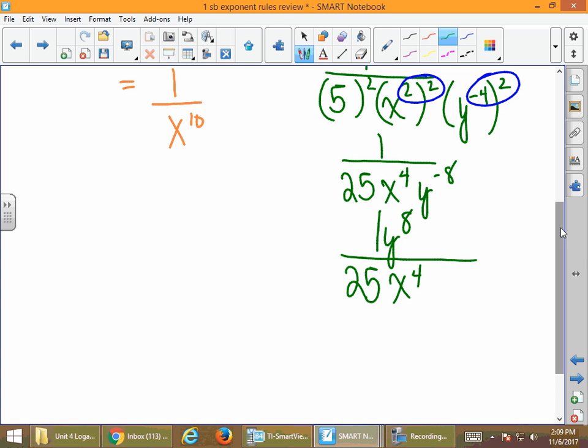The negative exponents, they change where the value was located. If it's a negative exponent in the bottom, you move it to the top of the fraction. If you have a negative exponent in the top of the fraction, then you're going to put it in the bottom of the fraction.